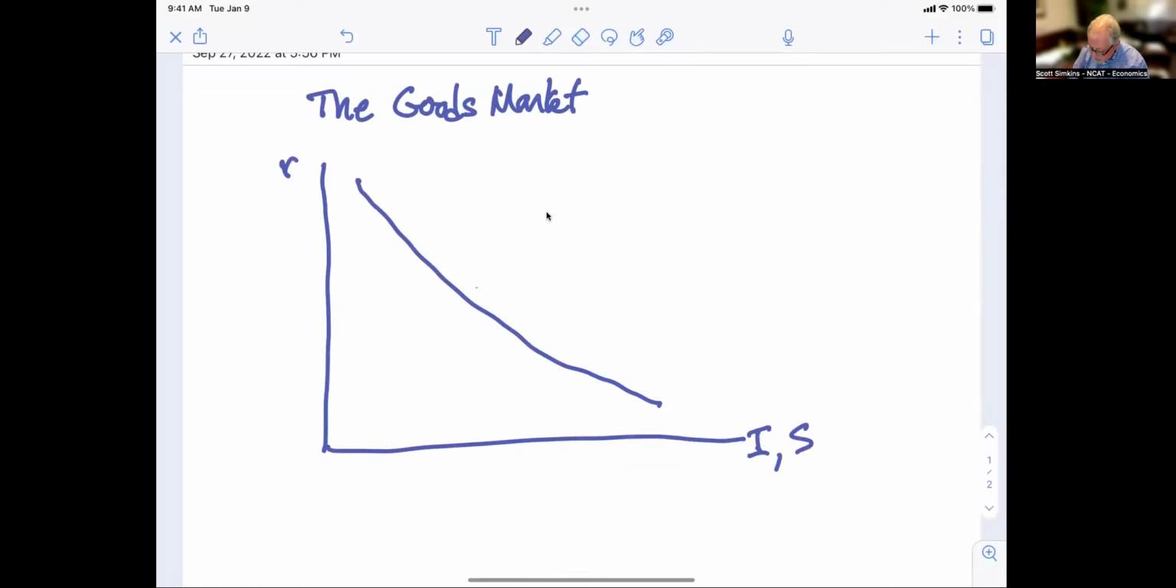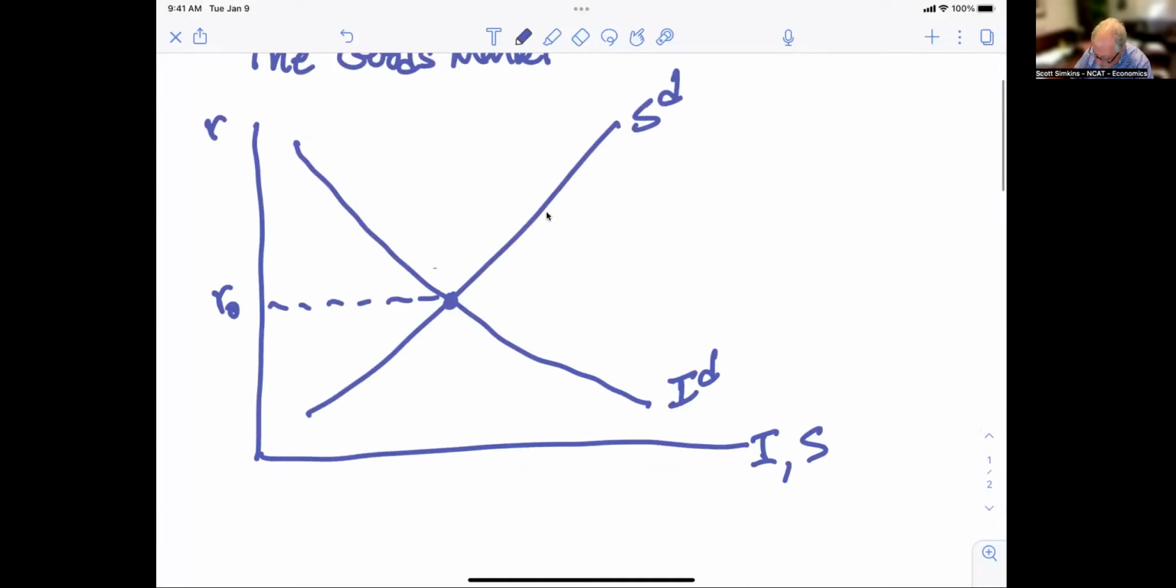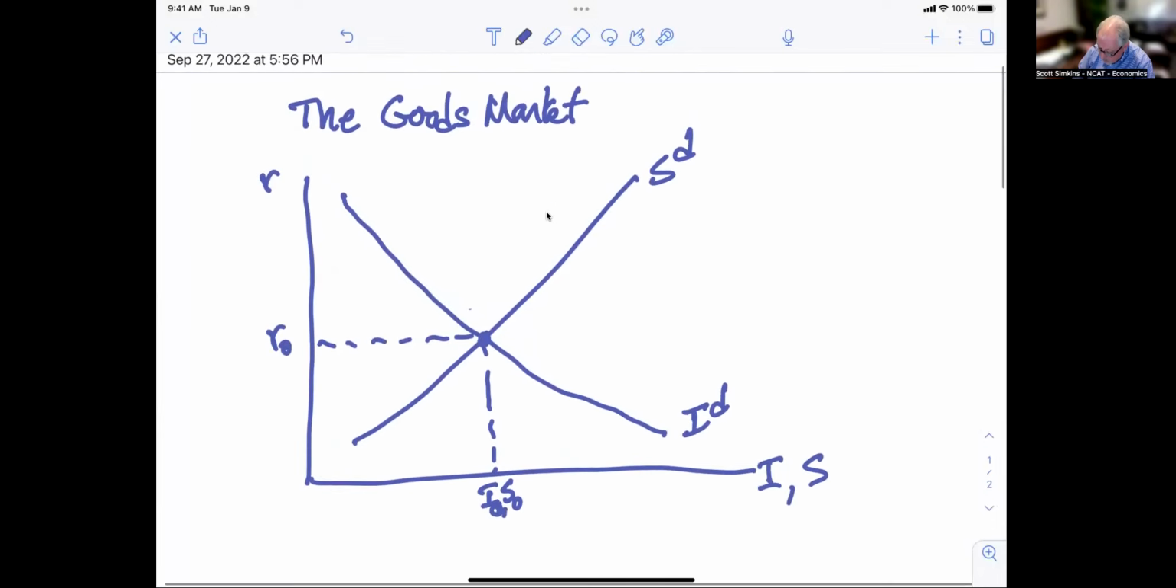We have desired investment, a downward sloping curve, and desired saving, an upward sloping curve, and where those lines meet, that's the equilibrium in this market. And here's the real interest rate in the equilibrium. Here's the level of investment and saving in equilibrium. Let's call it I0, S0. They're equal at that real interest rate. That's the point here. All right.